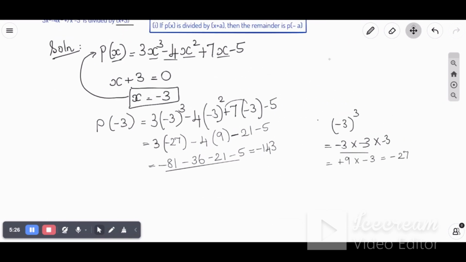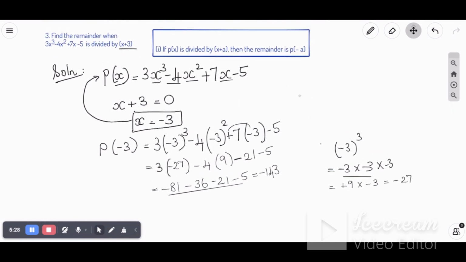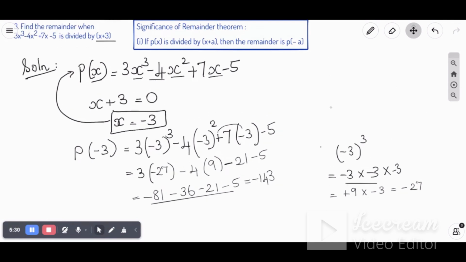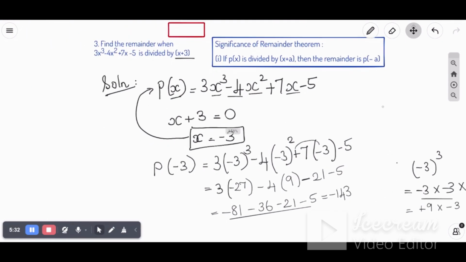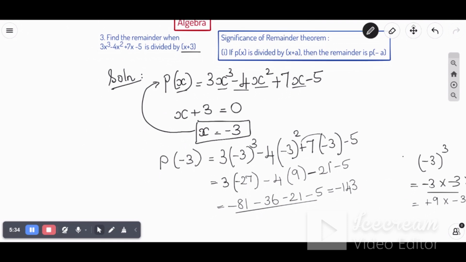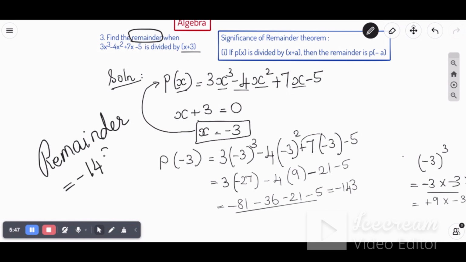Whenever you do any questions, please be careful with the symbols and write the answer. Now, what we have got here is minus 143. Your question is to find the remainder, so you can write our answer as remainder is equal to minus 143. So this is the answer. You have applied your remainder theorem and found your answer.